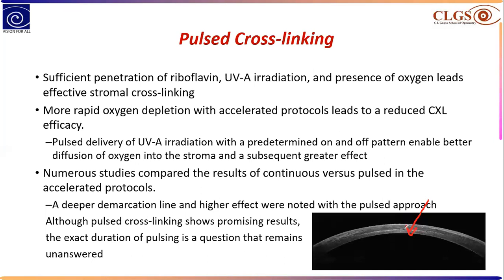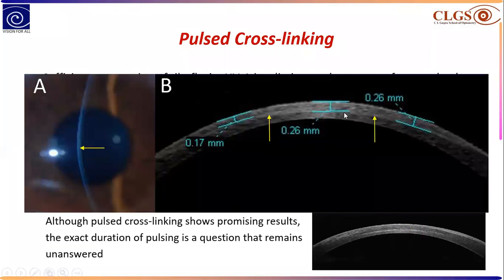This demarcation line is very important to tell the extent of C3R or CXL treatment. More about this demarcation line I will discuss in later slides. So that is what the demarcation line is. If you see here, it is a very fine demarcation line, this part. Here the demarcation line is showing 0.26 mm, meaning 260 micrometer. The deeper the demarcation line, the better the treatment is considered.